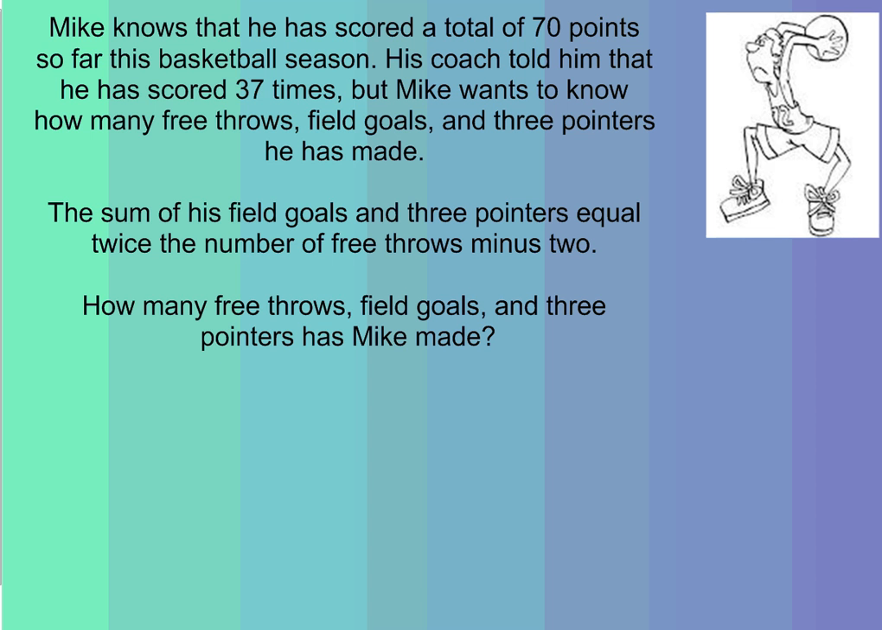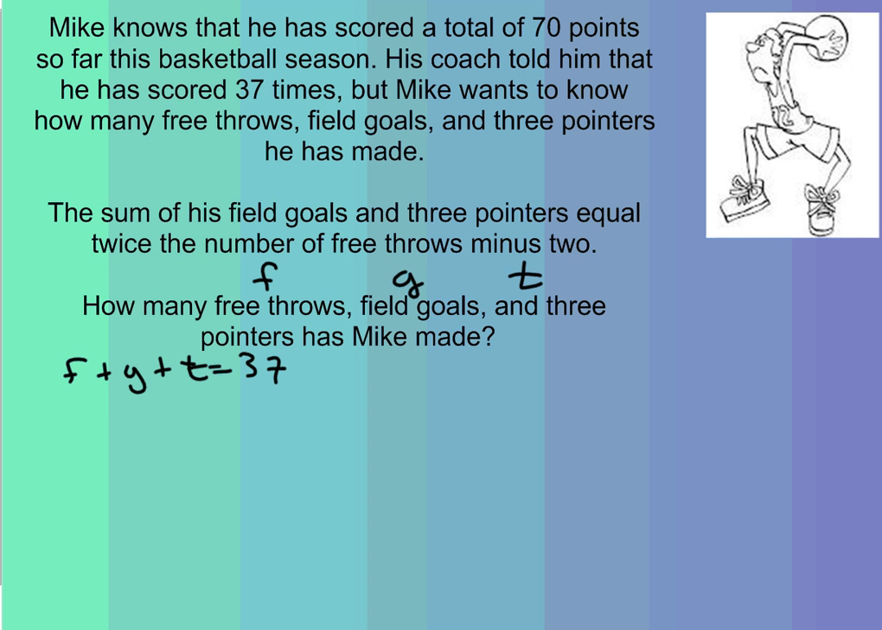Mike knows he scored a total of 70 points so far this basketball season. His coach told him that he has scored 37 times. Mike wants to know how many free throws, field goals, and three-pointers he has made. The sum of the field goals and three-pointers equals twice the number of free throws minus 2. So you've got free throws, call those F, field goals G, and we'll call three-pointers T. So he has scored 37 times: F plus G plus T equals 37.